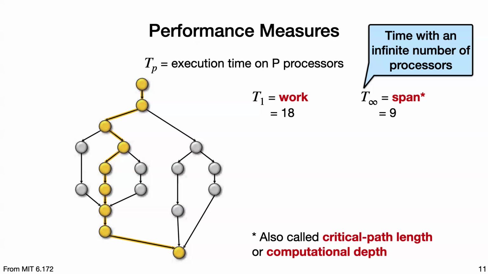We're just assuming that each node is unit. So here, there's 18 nodes, so the work is 18, and the span, you can just count the path lengths, and you would take the maximum path length through this DAG, and here it is 9. And span is sometimes called critical path length, or it's called depth sometimes.